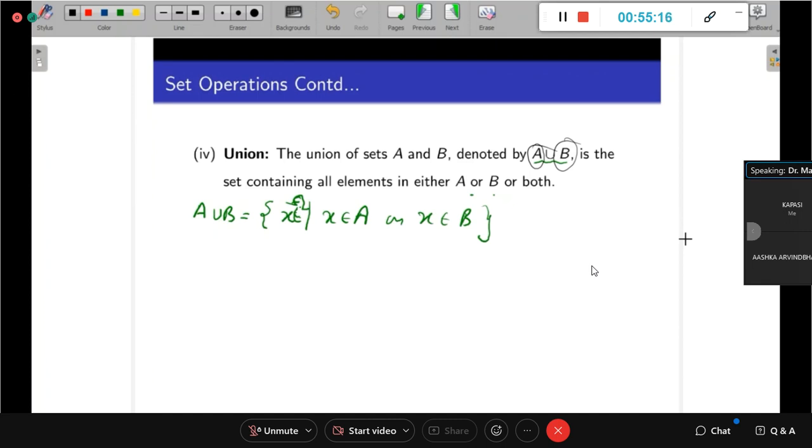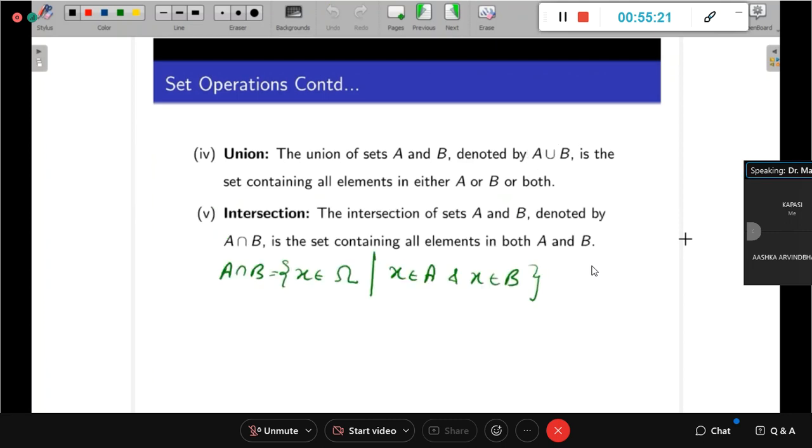Now, intersection is when you try to visualize what is common between two sets. If I give you two sets, you will try to identify what is common between them. For example, the set of natural numbers and the set of integers. If you take the intersection, you will get the set of natural numbers itself.